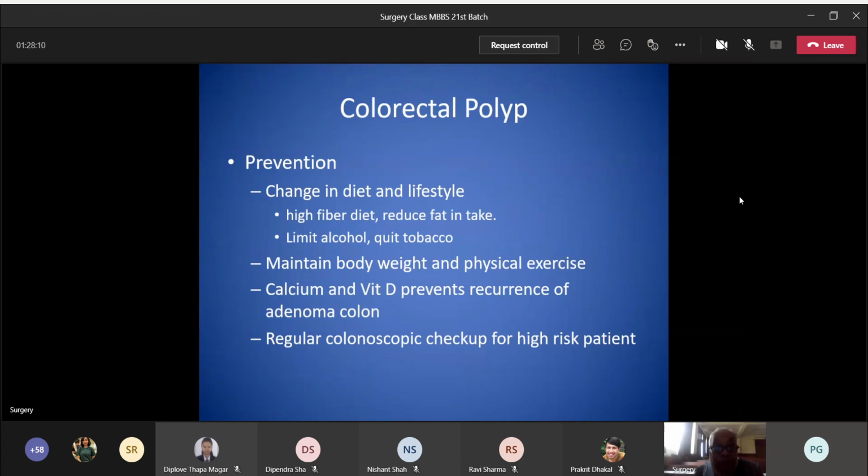Prevention, change in the diet and lifestyle. Always take a high fiber diet, reduce the fat intake, limit alcohol and especially the tobacco.